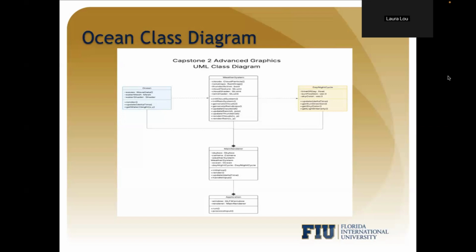And then we have, from all of these, the main renderer class, which coordinates these components to ensure each frame is updated and rendered in the proper sequence. Finally, the window class sets up our OpenGL context and manages user input. Together, all these classes form our integrated system.